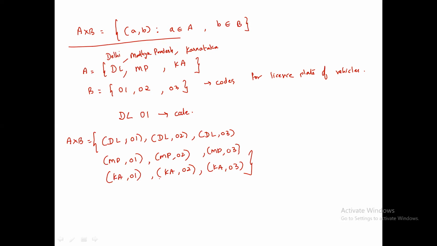One thing you can observe here: the number of elements in set A is 3, the number of elements in set B is 3. What is the number of elements in A cross B? 1, 2, 3, 4, 5, 6, 7, 8, 9. Is it okay? One more example we will take.